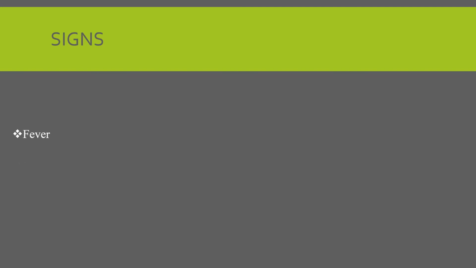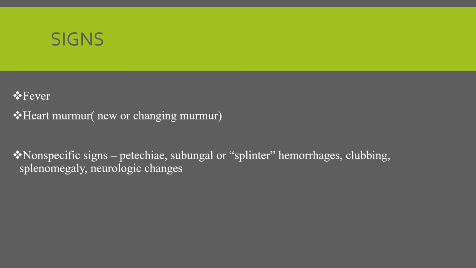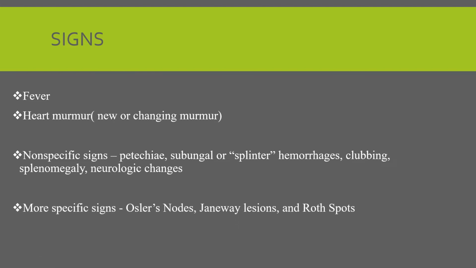Patients have fever most of the time, heart murmur, which is new or changing in type, and non-specific signs such as petechial rash, subungual or splinter hemorrhages, clubbing, splenomegaly, and other neurologic changes. And also more specific signs such as Osler's nodes, Janeway lesions, and Roth spots.